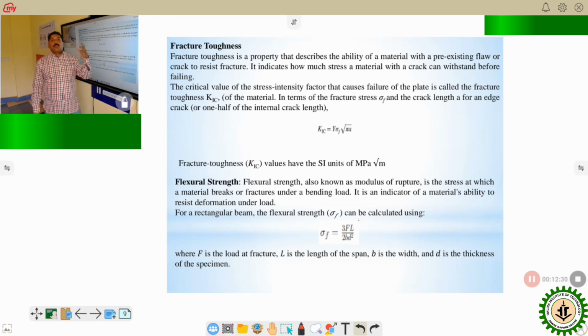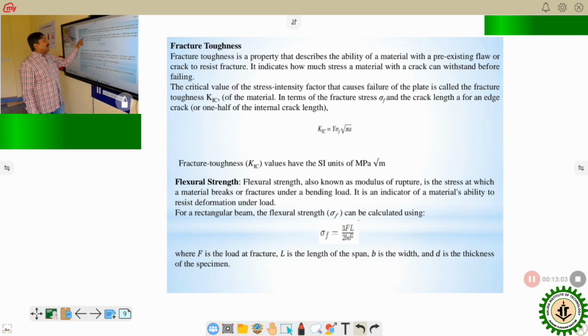Now, another two: fracture toughness and flexural strength. Those are the characteristics. What is fracture toughness? Fracture toughness is a property that describes the ability of a material with a pre-existing flaw or crack, all of you know that one, to resist fracture. That is called the fracture toughness. Okay. Here, one simple small formula is there.